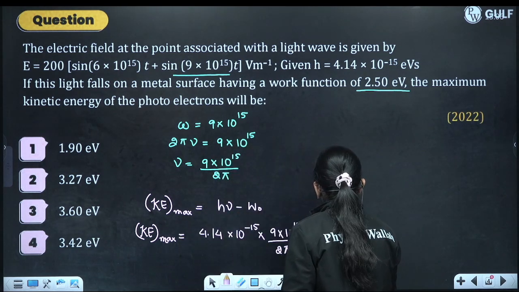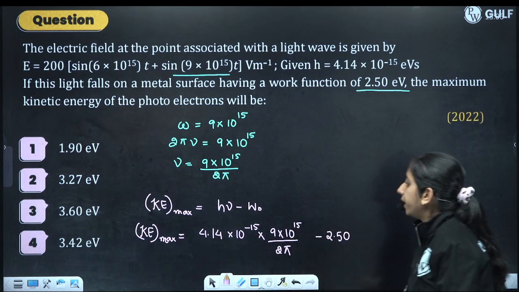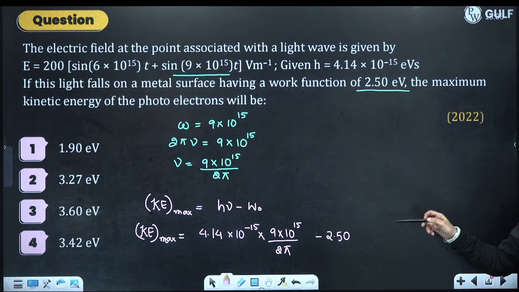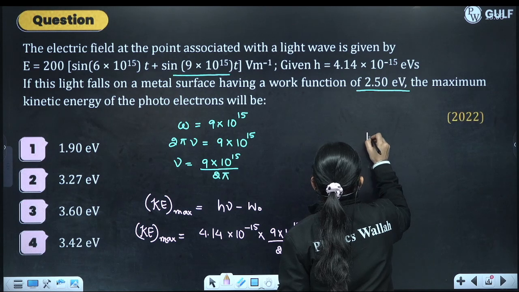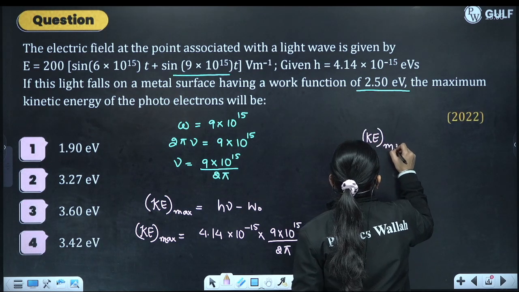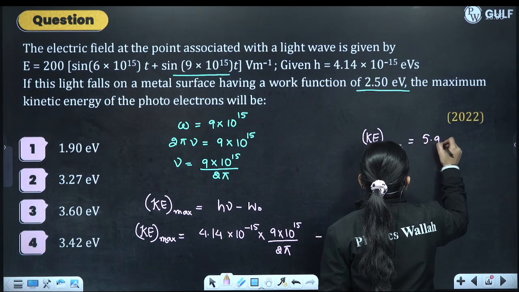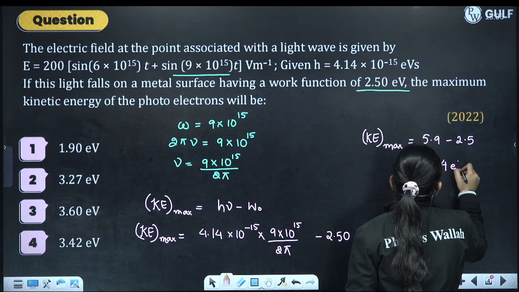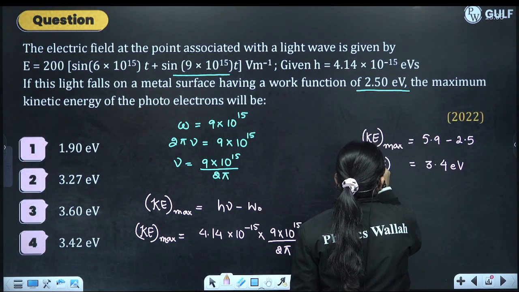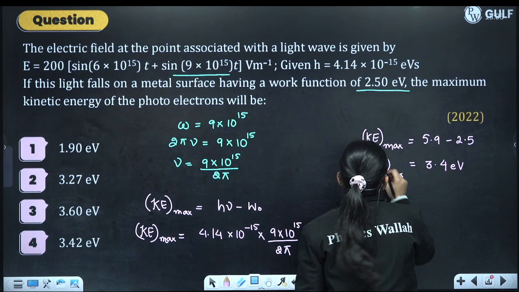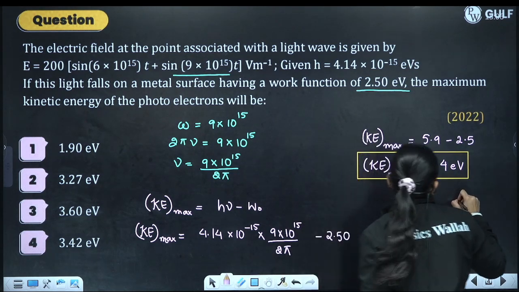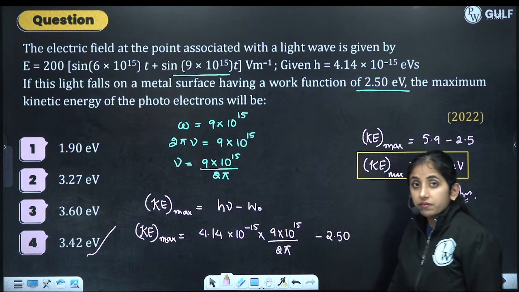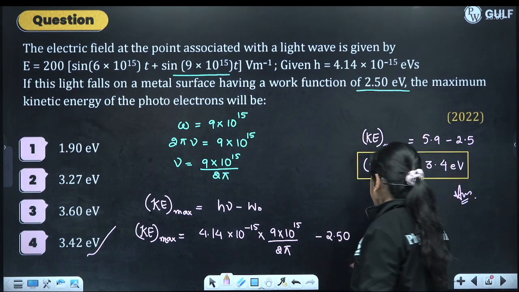W naught is 2.50. Okay, so when you solve this, 4.14 into 9 divided by 2 pi, what you will get is 5.9. So KE maximum is 5.9 minus 2.5, so this is equal to 3.4 electron volt. Okay, so this will be the answer. Maximum kinetic energy is equal to 3.4 electron volt, so 3.42 eV. That is option number 4 will be our answer.